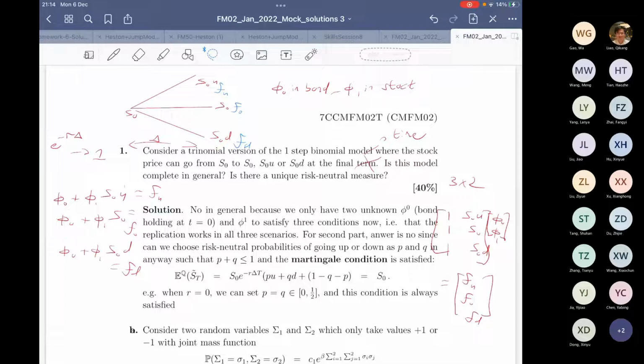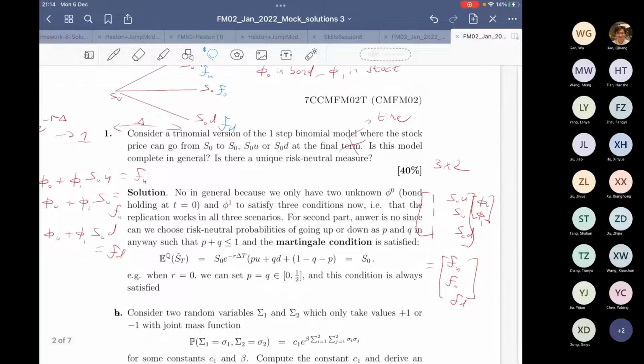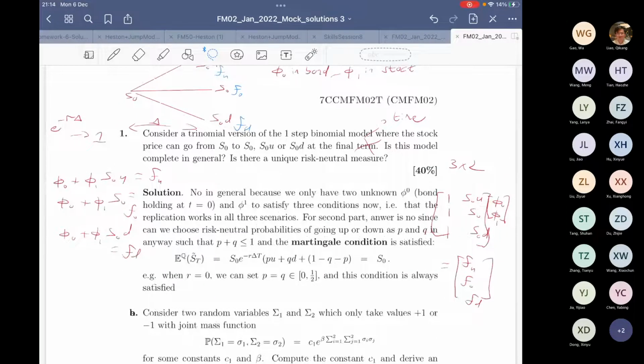This is quite an instructive question, actually. It's a good workout on completeness and uniqueness of risk neutral measures. And then the second part says, is there a unique risk neutral measure?